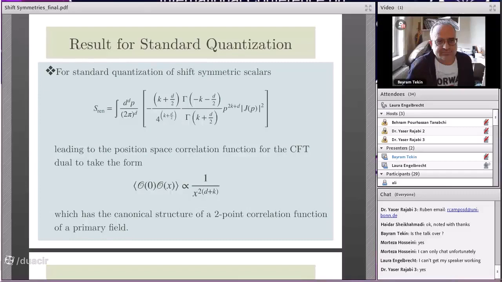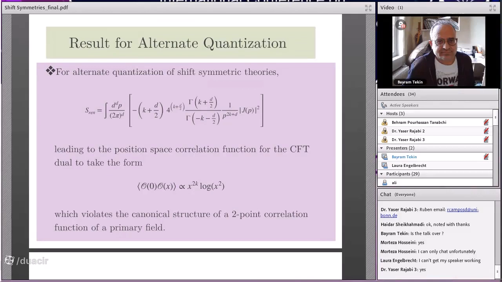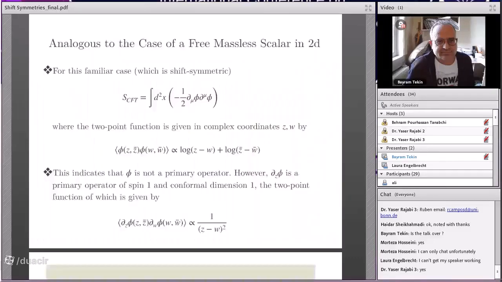You have 1 over x to the 2 times the conformal or scaling dimension. Okay, and then here are results for alternate quantization. For alternate quantization, we found this renormalized action, which leads to the position space correlation function that looks like this. So it takes this logarithmic structure. It has this x to the 2k, which is the right form for a conformal primary, but then it has this logarithmic structure, which is not the correct form. So this violates the canonical structure.